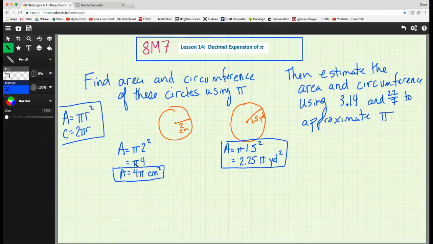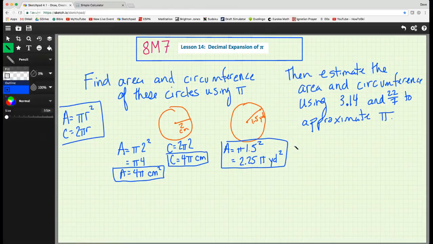Now we're going to do circumference. Circumference equals 2 pi r. So that's 2 times pi times 2, which is 4 pi. So our circumference is, interestingly, also 4 pi. Doesn't always work out that way, but it just happens that 2 times 2 is the same as 2 squared. So in this case, it works out. And our units are just distance, so it's centimeters.